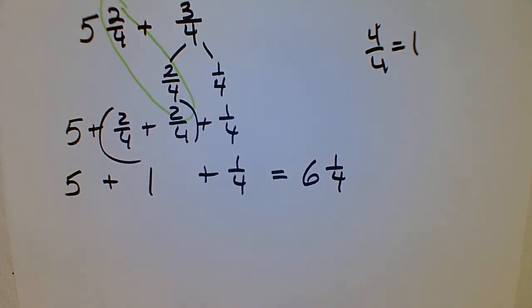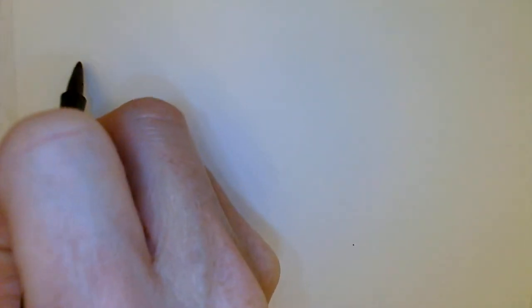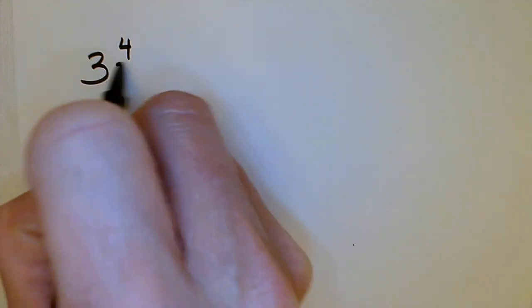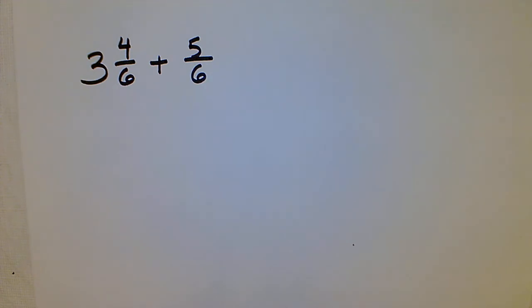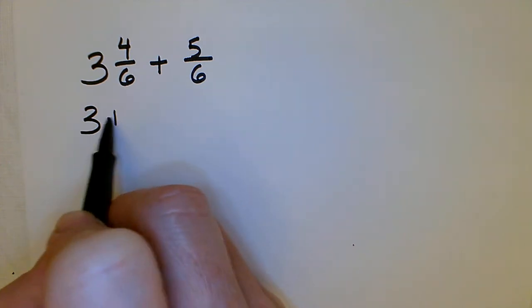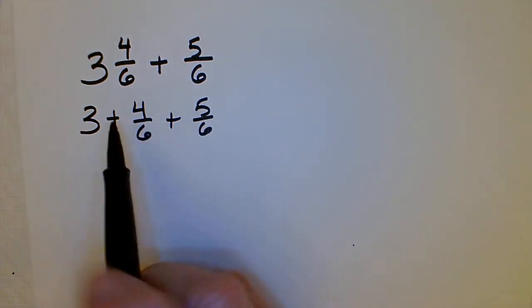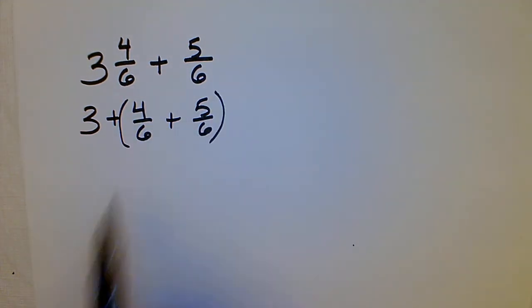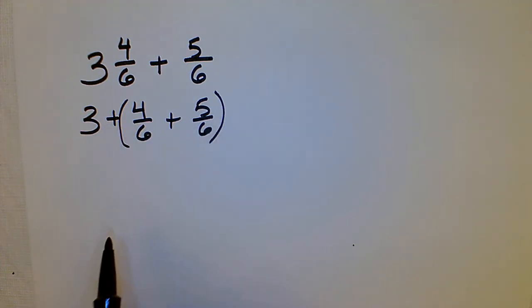All right, I want to do one more problem with you before we jump into the problem set. So let me give us a little bit of clean page to work on. Let's do 3 and 4/6 plus 5/6. So again, the way that I want you to think about this is I really want you to think about this as being 3 plus 4/6 plus 5/6. And then you're going to go ahead and you're going to group these together. You're going to associate them. We're using the associative property. We're choosing who we're going to have hang out together, associate.